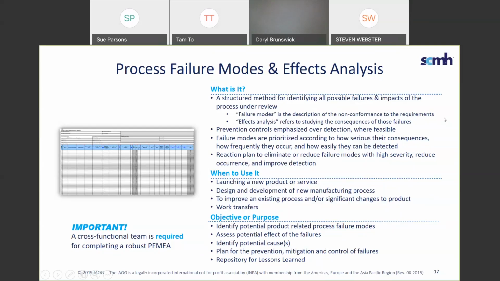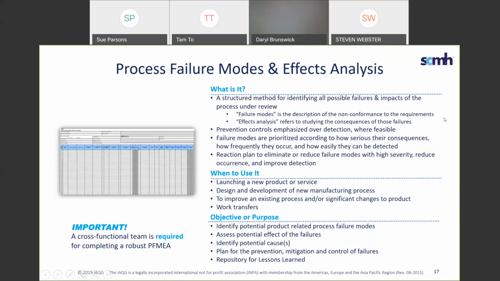When do you use it? With 9145, it's when you're launching a new product or service, when you're designing or developing a new manufacturing process. But also it's a living document. So use it to improve an existing process, or when you want to make significant changes to a product, or when you do work transfers from one site to another, from inside to outside, you want to do PFMEA process maps. The process should be the same, but there are always changes in the process.